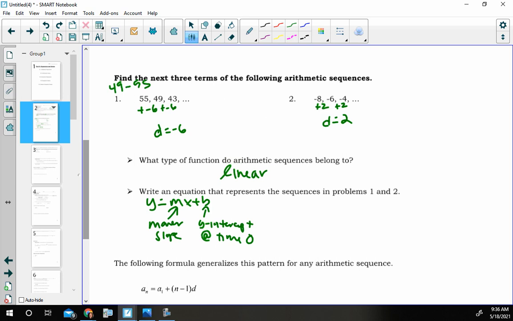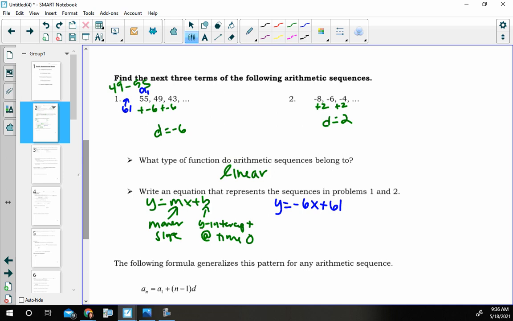If I actually write my equation up in here, the problem is this is a sub 1, that means my first term. So what I actually need to do is go backwards and find at x equals 0, what am I? If I bring that 6 back, at a sub 0, I'm actually at 61. So when y equals mx plus b, my slope is that negative 6, and then at x equals 0, I'm at 61.